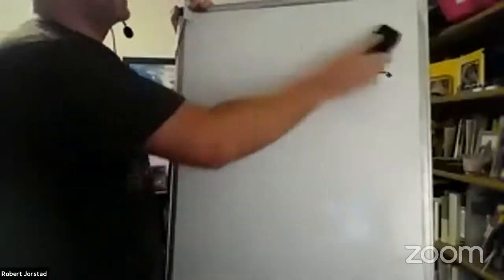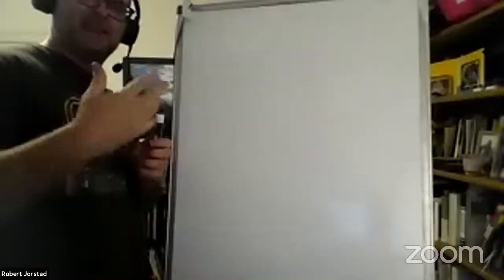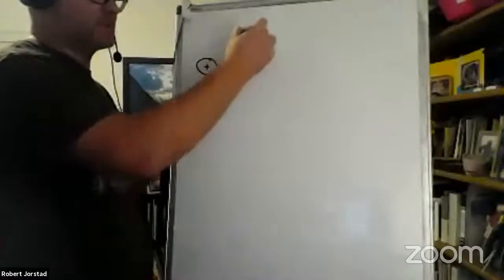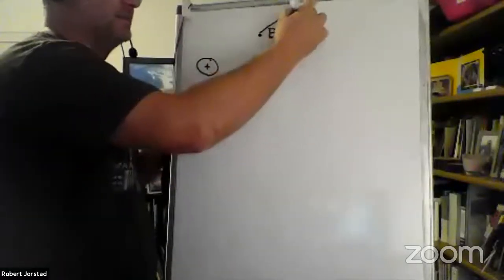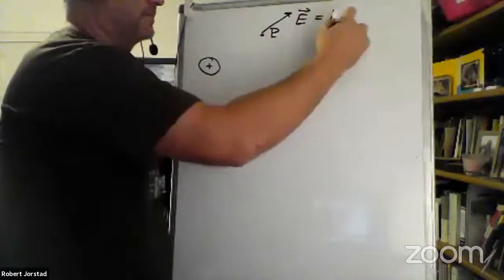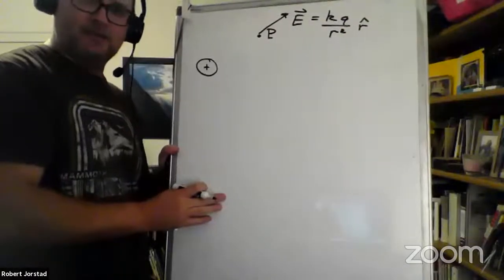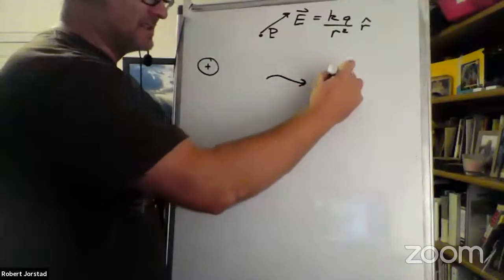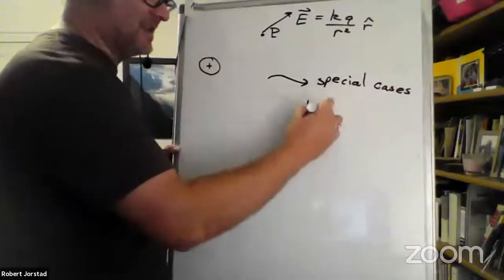Let me give a brief philosophical discussion of why we care about this. Let's go back to the beginning of the semester. We had point charges, and we said that at this point, P, you could figure out the electric field using Coulomb's law. Right? And then after that, we said, in special cases, it's a lot easier to do this.